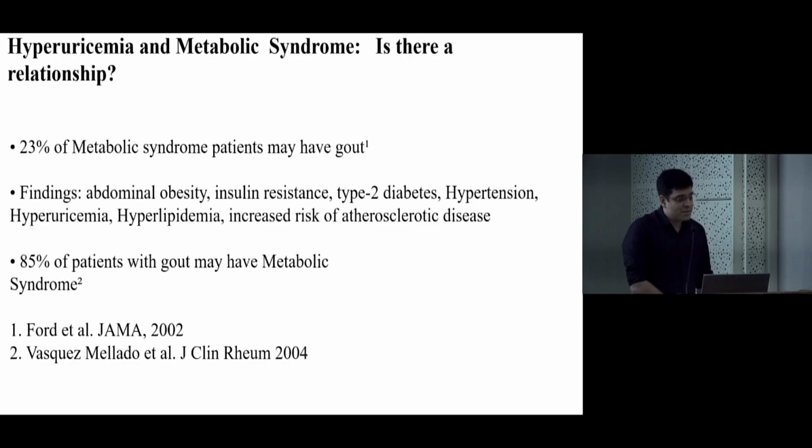Is there any relationship between hyperuricemia and metabolic syndrome? 23% of metabolic syndrome patients may have gout, but 85% of gout patients may have metabolic syndrome. So this is very, very important. When you get a patient with hyperuricemia or gout, we have to look into this aspect. Look at the sugars, cholesterol, atherosclerotic risk, and obesity.